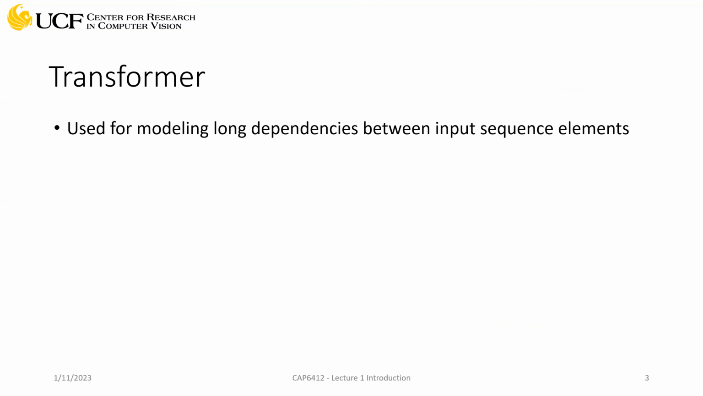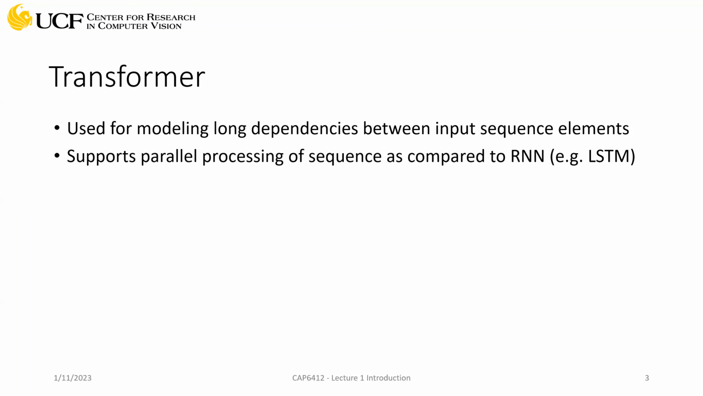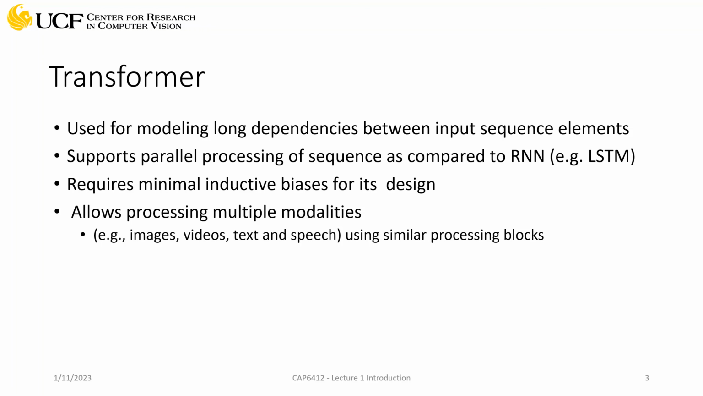So transformer is used for modeling long dependency between input sequence elements, so it will model a sequence. The important difference between transformer and LSTM or recurrent neural network is that we can do parallel process of sequence. We can look at all the tokens, elements of sequence in parallel. It's not sequential. So it doesn't require any inductive bias for its design, so that's why it can work for multiple modalities. Like it works for images, for video, text, and speech, and uses similar processing blocks.